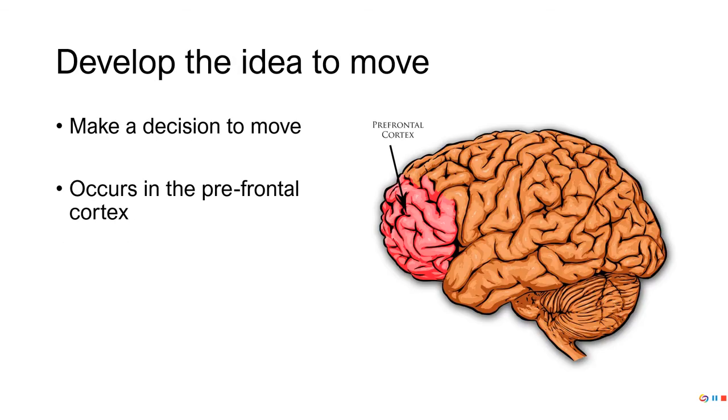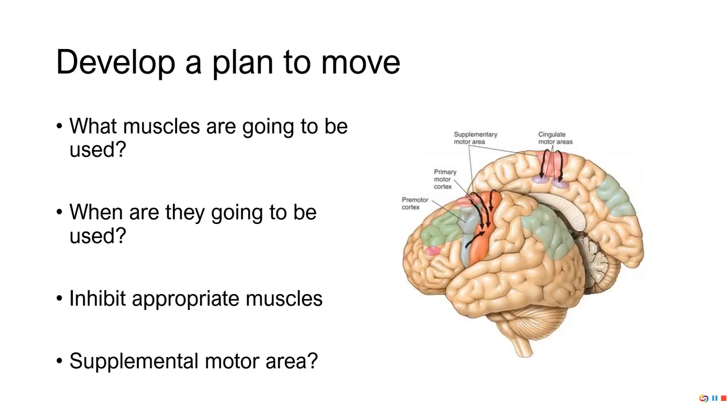Let's break it down again. You got to develop the idea to move. So this is in your prefrontal cortex. You develop that plan. What muscles am I going to use? When are they going to be used? How much force do I need? What do I need to inhibit? Do I need to make any supplemental changes? So you might have your supplemental motor area.